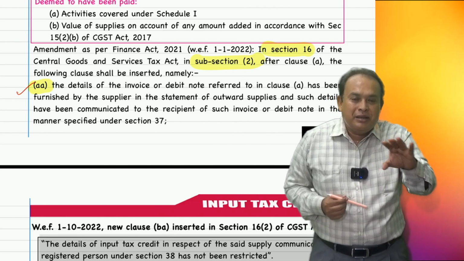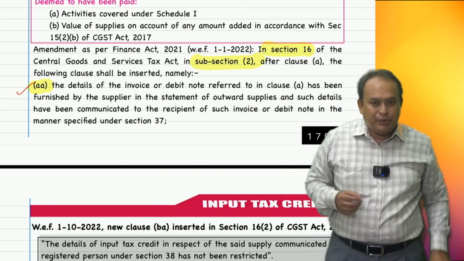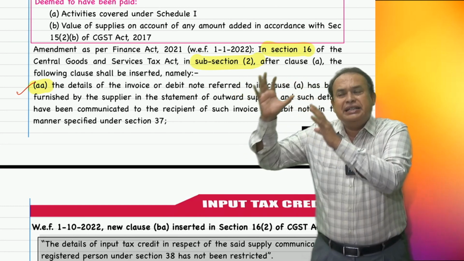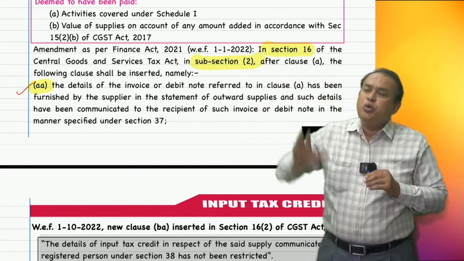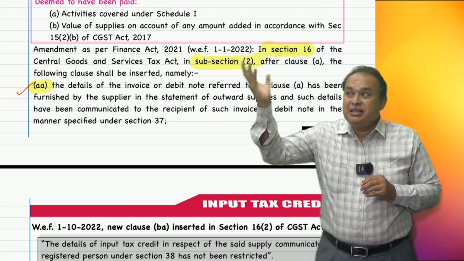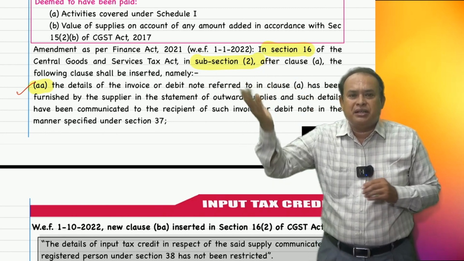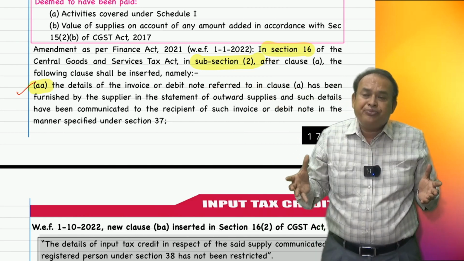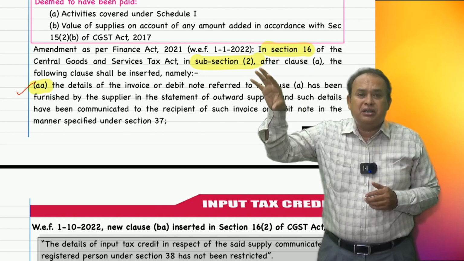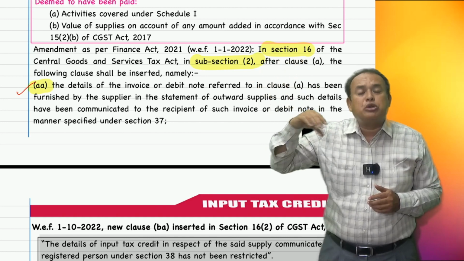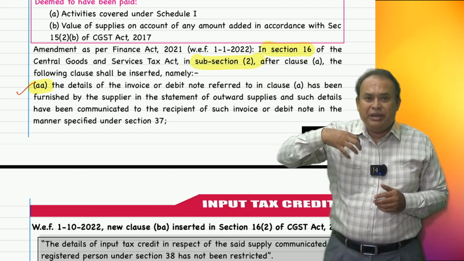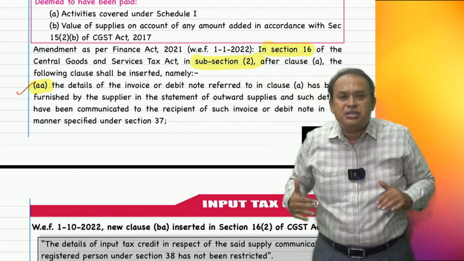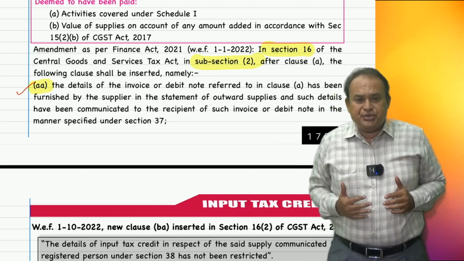Meaning what? Assume a scenario. Mr. X is a supplier of the goods. He is a registered person. I am Mr. Y. I am also a registered person. Now, on 26th of September 2023, X supplied the goods to me. The same day, 26th September 2023, I received the goods as well as the invoice.